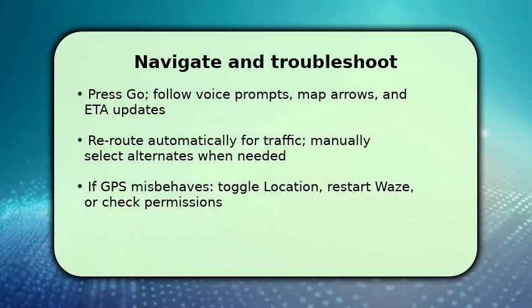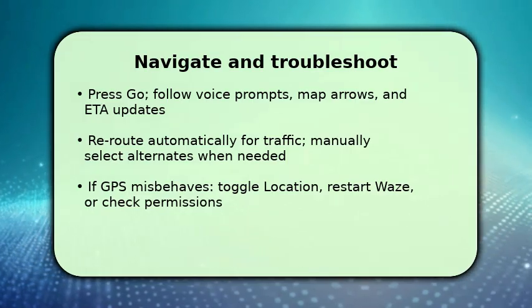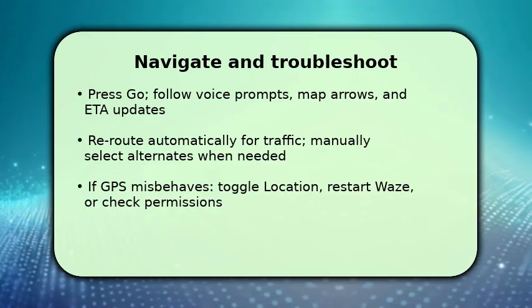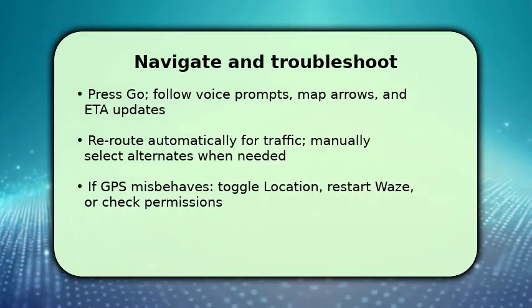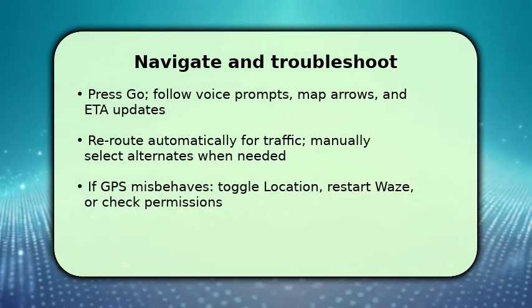If Waze loses your position or shows wrong directions, first toggle location services, restart the app, and verify permissions. That fixes most GPS or routing glitches.